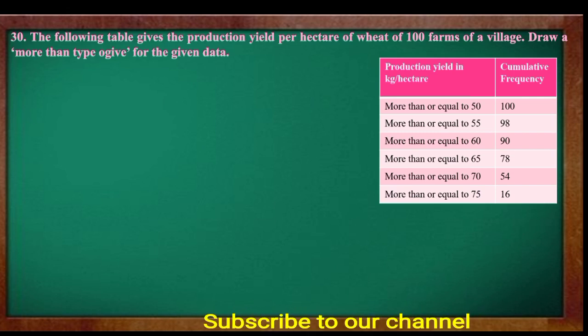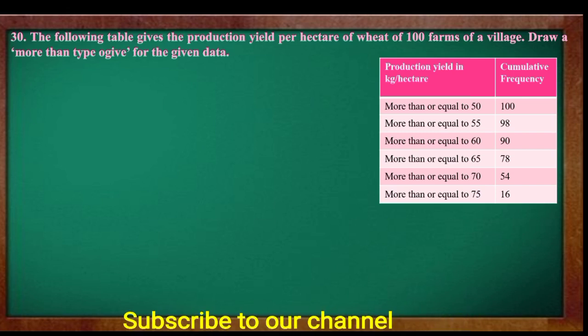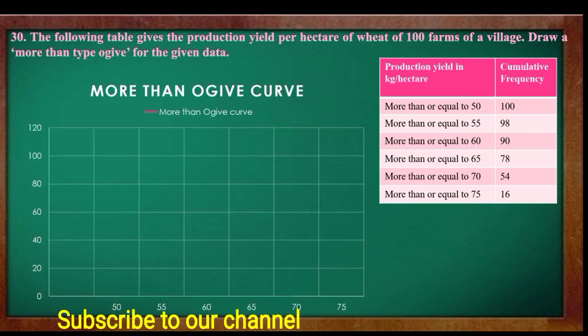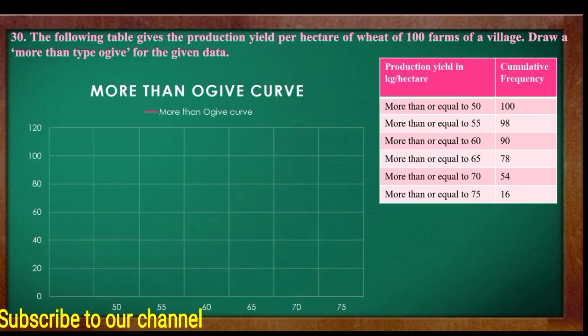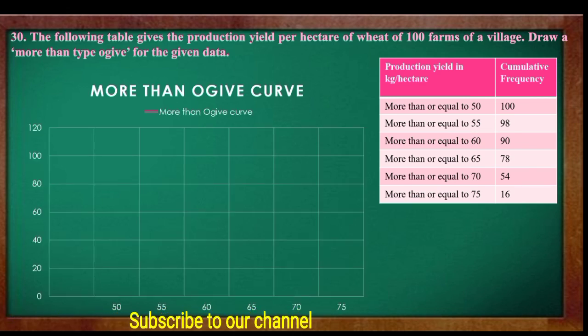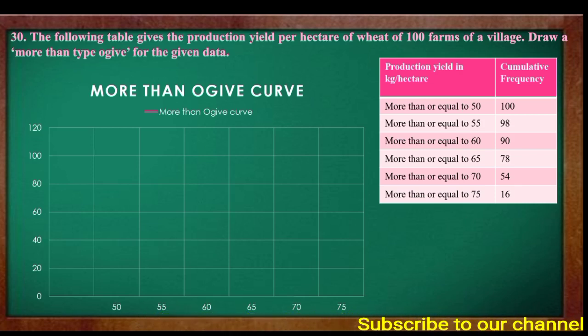We need to draw the ogive curve for this given data. Since cumulative frequency is given, we put the graph points 50 to 100 first along the x-axis.